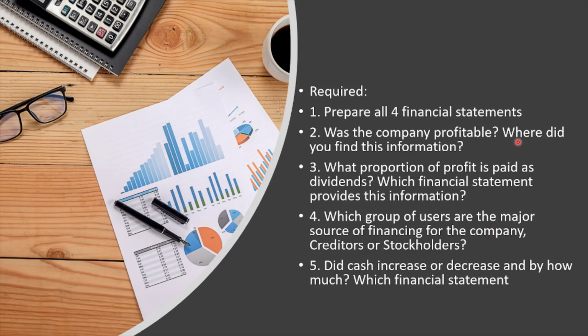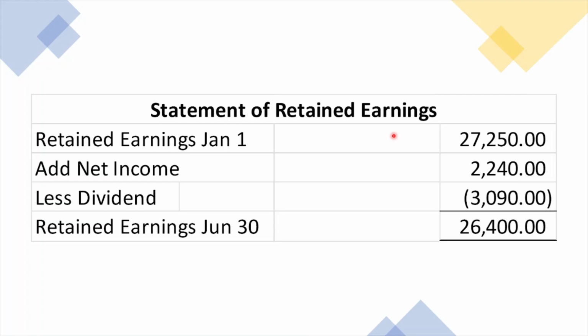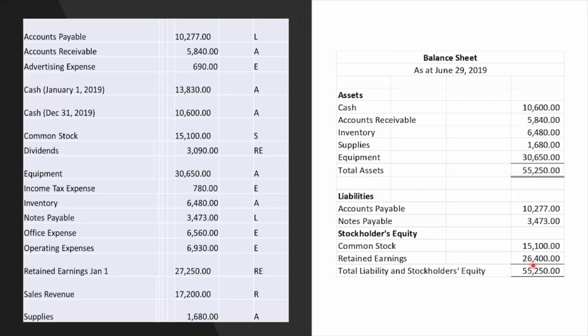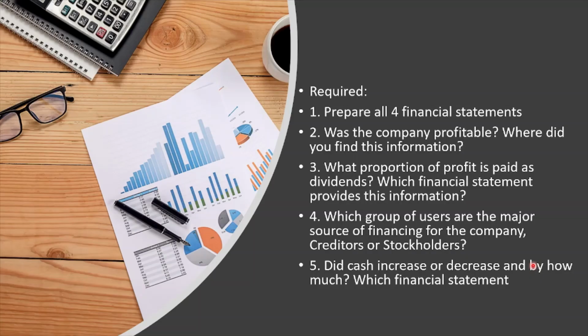So where did you find this information? Well, you can answer that before you even know whether it is profitable. You can only find it in the statement that talks about income. And so when you look at the income statement, you have a positive net income, right? So that means we made money. That's a gain. That means we made something. So the company was profitable. That's the answer to that question. And the information could be found in the income statement.